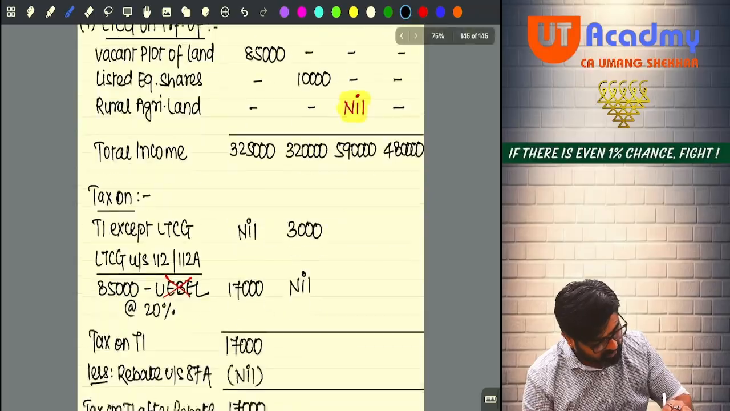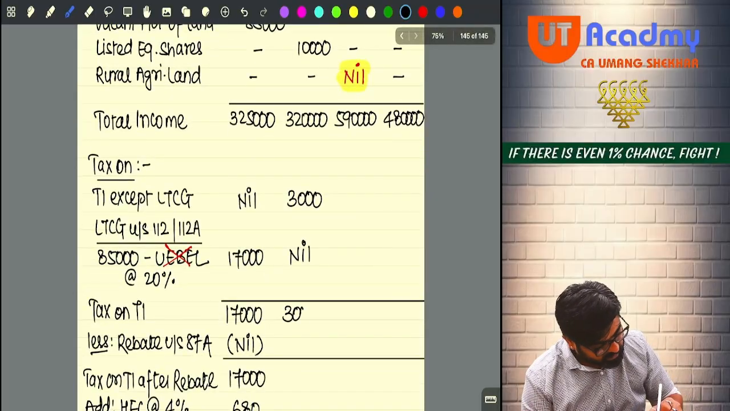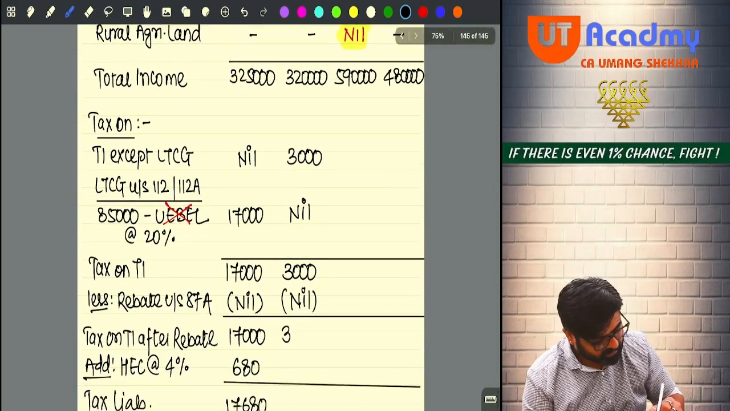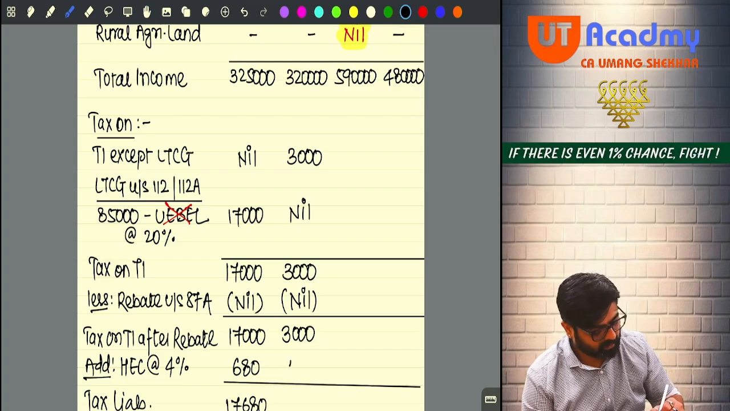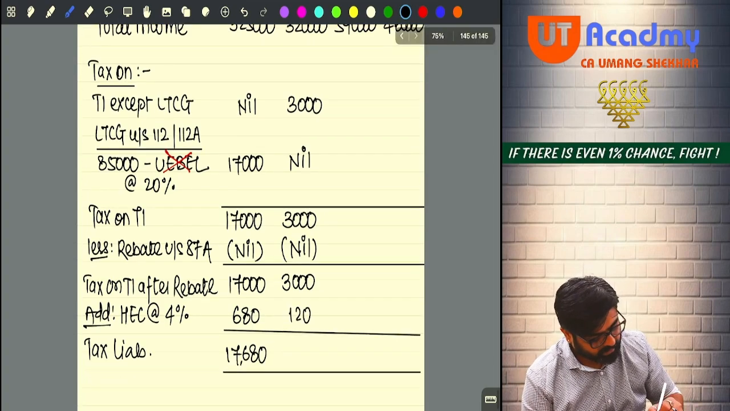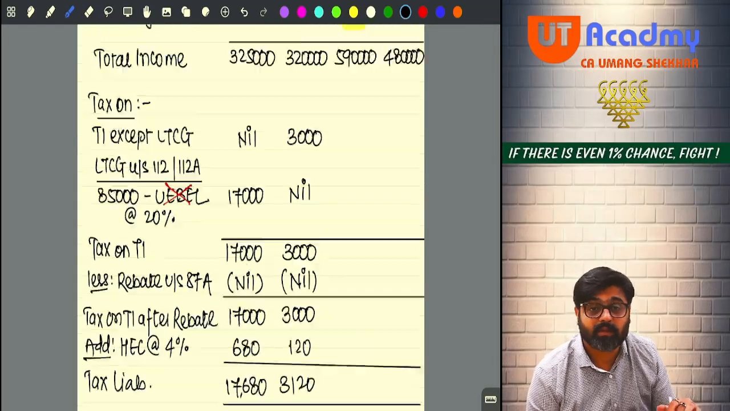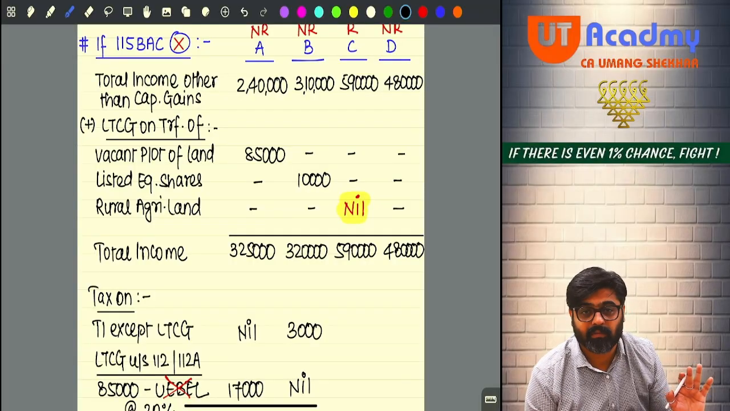Now my tax here will be 3,000, which I cannot claim as rebate because I am a non-resident. So my tax will be 3,000. 4% of 3,000 will be 120. Can I say 3,120 will be my final tax liability? Now in the third case, be very careful.